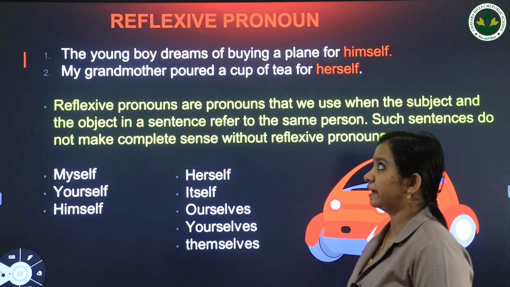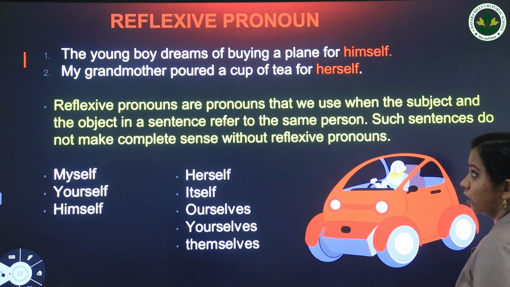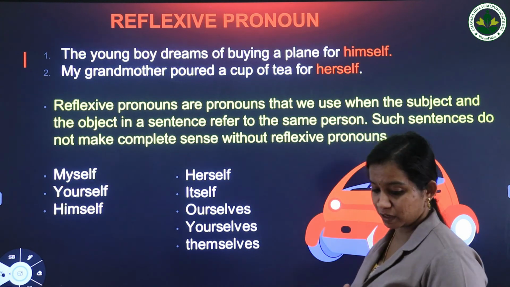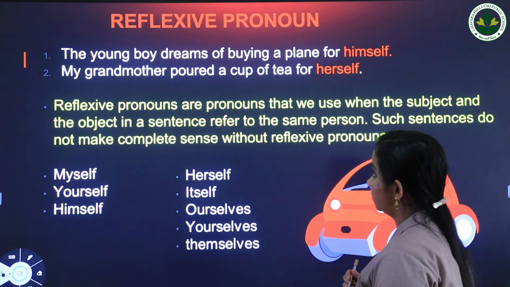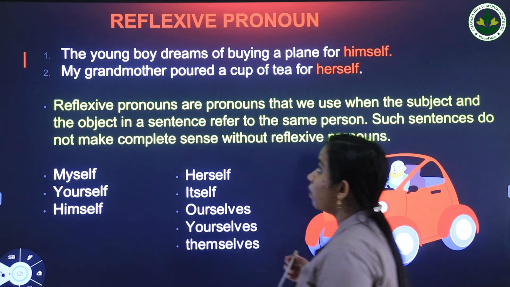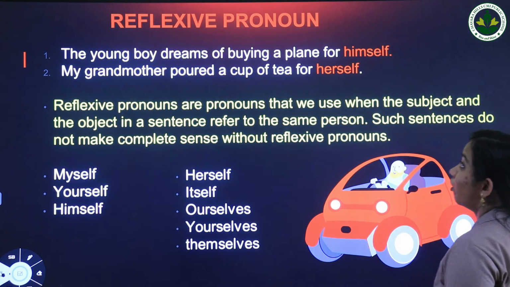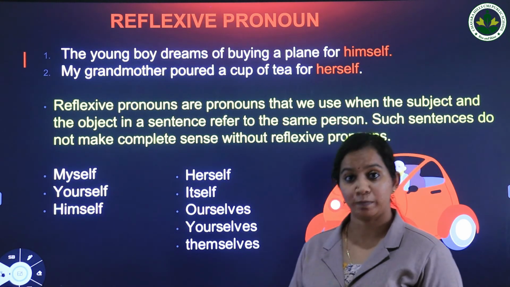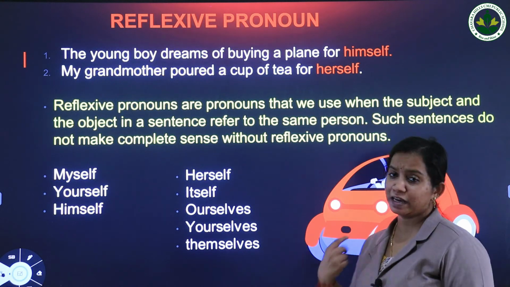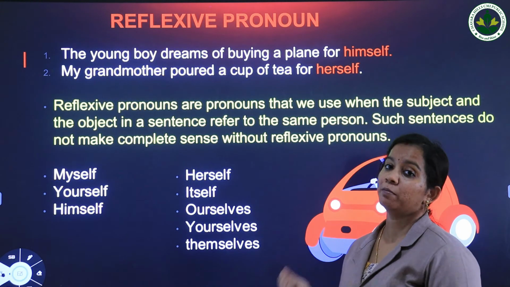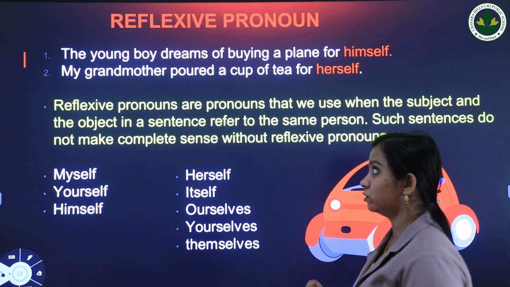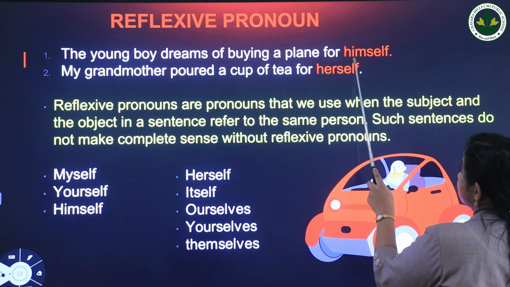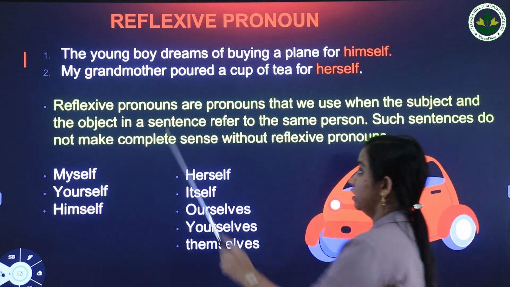First let us see what are reflexive pronouns. Before going on to the definition of reflexive pronouns, first let us look at the example that is given on the first page. The young boy dreams of buying a plane for himself. So here is a young boy who dreams of buying a plane for himself. That means he wants to buy a plane for himself, not for anybody else. Here the subject, young boy, and the object, himself, are the same. They are referring to the same person, young boy.